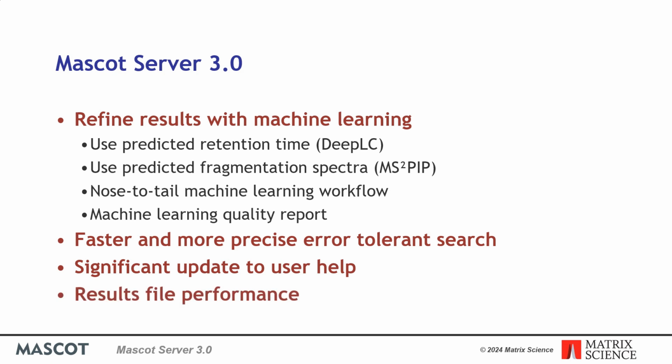Mascot Server 3.0 introduces a new file format for search results. This change improves the read performance when browsing the results interactively. And Mascot Server 3.0 also includes Mascot Daemon 3.0.